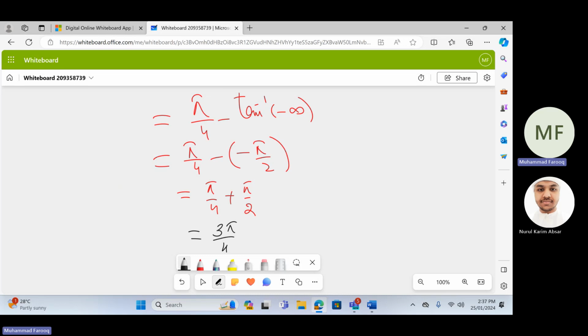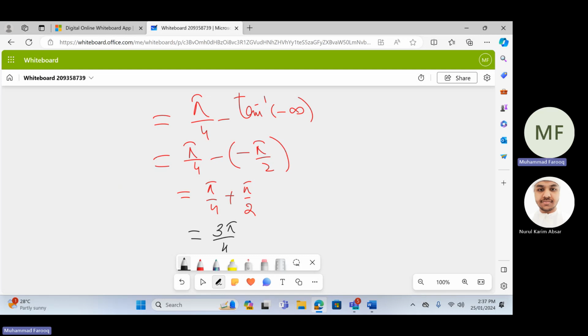Actually, if you look at the plane function structure, the first asymptote comes at positive pi by 2. And the first asymptote on the left side is negative pi by 2. Asymptote means where it is undefined, infinity. That's why. You can check, you have a calculator.